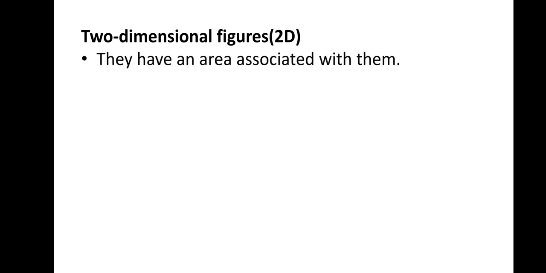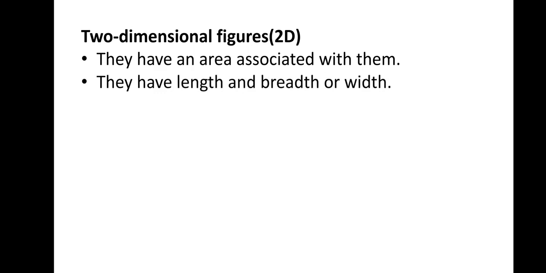Then we have two-dimensional figures. How can we get two-dimensional figures? Using one-dimensional figures, we can get two-dimensional figures. They have an area associated with them. A rectangle is a two-dimensional figure. It has length as well as breadth. A square is also a two-dimensional figure. It also has some area associated with it. Likewise pentagon, hexagon, octagon, a circle, all these come under the category of two-dimensional figures or shapes.